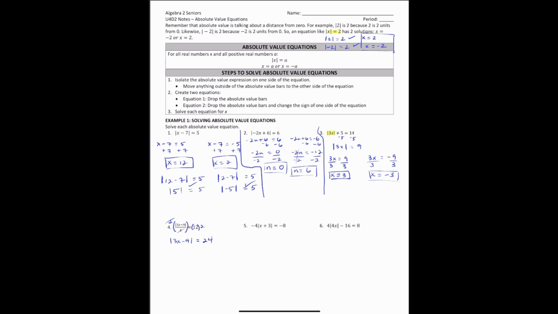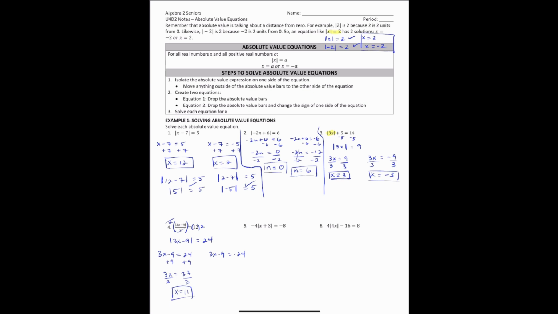So let's proceed to step number 2, creating our 2 equations. So equation 1, we have 3x minus 9 equals 24. And 3x minus 9 equals negative 24. I'll add both sides by 9 for the first equation, so I have 3x equals 33. And then I'll divide both sides by 3, so x equals 11.